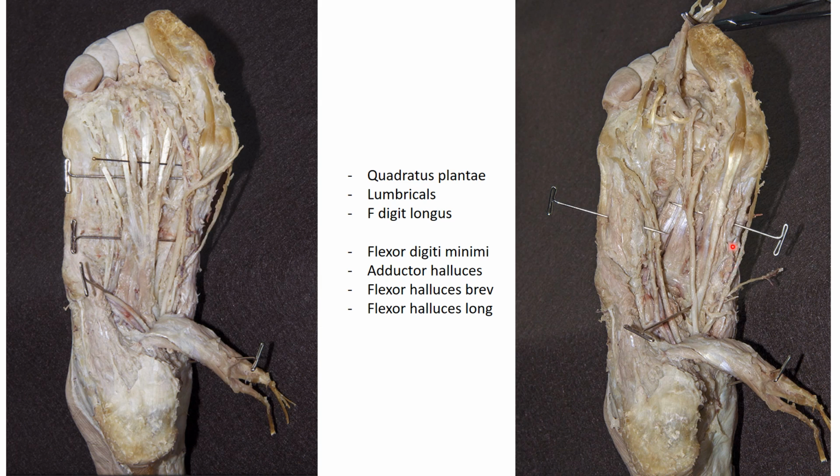The muscle located most medially is going to be my flexor hallucis brevis. The flexor hallucis longus, if you recall, came from the posterior compartment. It went behind the medial malleolus, and the tendon comes down to the big toe. Okay, that's my flexor hallucis longus. This muscle is flexor hallucis brevis.